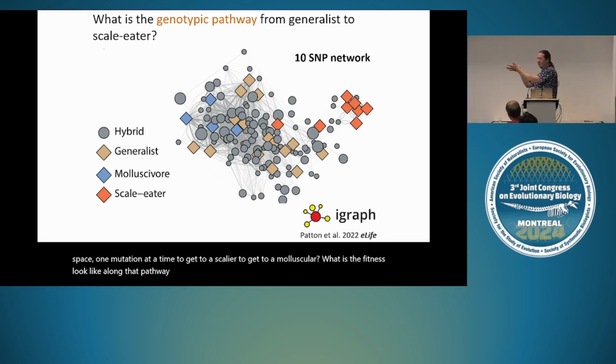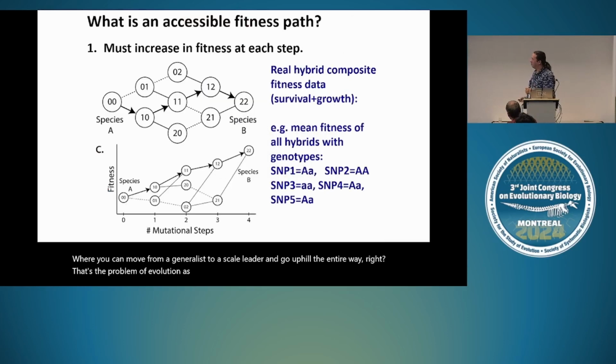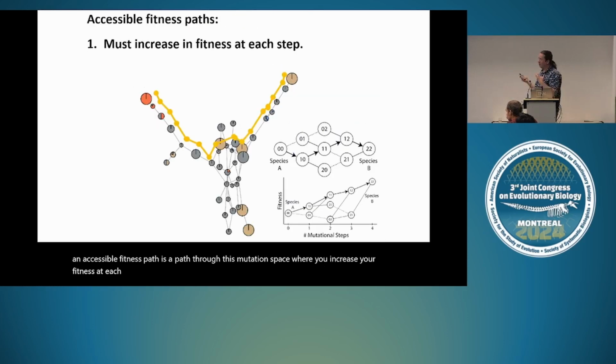And I've just shown you in phenotype space, there's valleys here that are isolating these individuals. But of course, in higher dimensional phenotypes, there could be fitness ridges. In genotypic fitness space, there could be ridges where you can move from a generalist to a scale leader and go uphill the entire way, right? That's the problem of evolution, as Fisher put it, right? So here, an accessible fitness path is a path through this mutation space where you increase your fitness at each step. So we looked for those in the data.